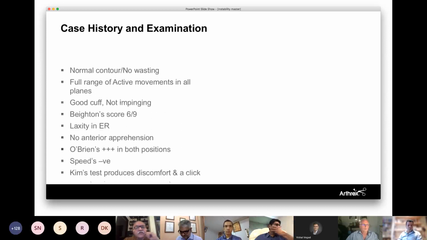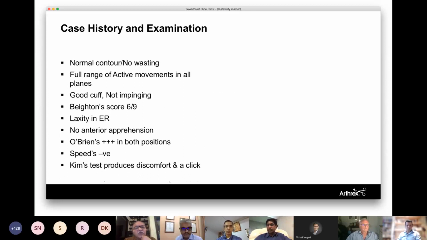On examination, he had a normal contour, no wasting, and full range of active movements in all planes. His cuff was good, and there were no impingement signs. His Beighton score was 6/9, and he had laxity in external rotation in the adducted position. He had no anterior apprehension. His O'Brien's was positive in both positions. Speed's test was negative, and the Kim's test produced some discomfort and a click.